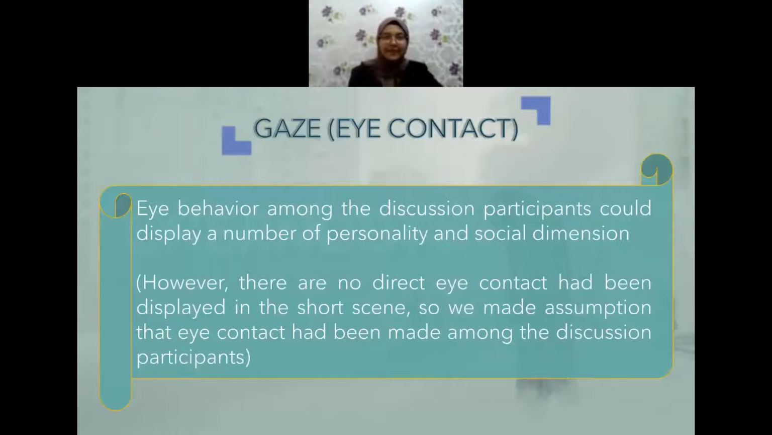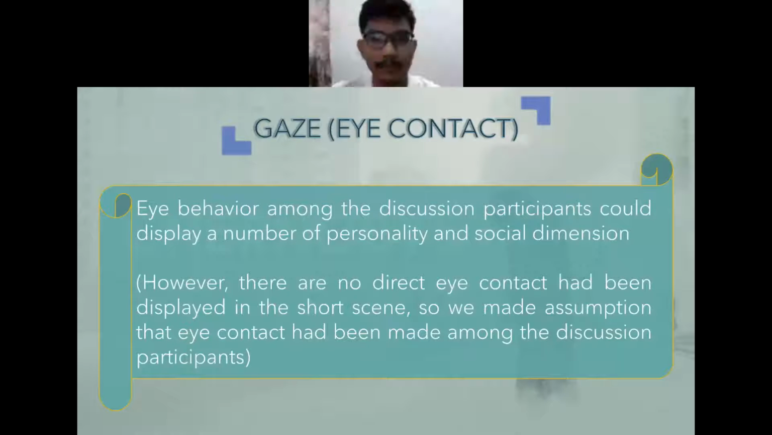I'm Nur Fauzan Ramadan bin Ramadanita, and my metric number is 252985. So I'm going to present the gaze or eye contact analysis for the scenes. Basically, eye behavior among the discussion participants could display a number of personality and social dimensions. However, no direct eye contact was displayed in the short scenes that we referred to. So we make the assumption that eye contact has been made among the discussion participants. Next.